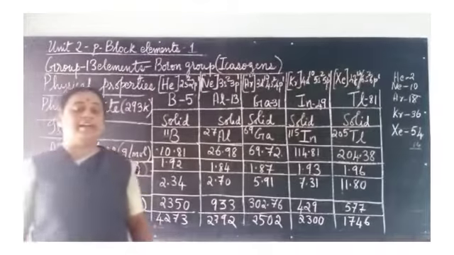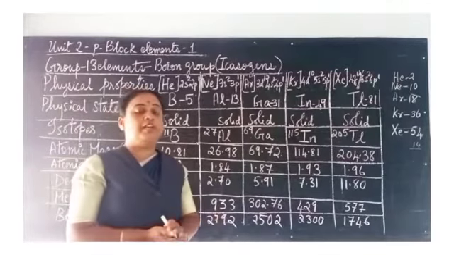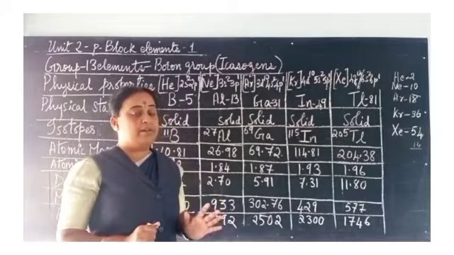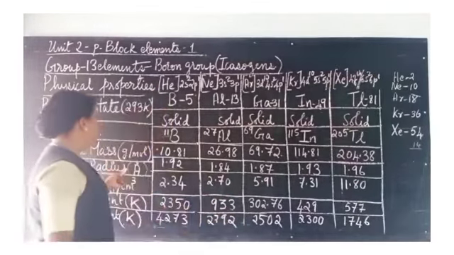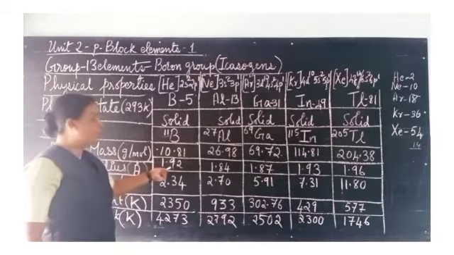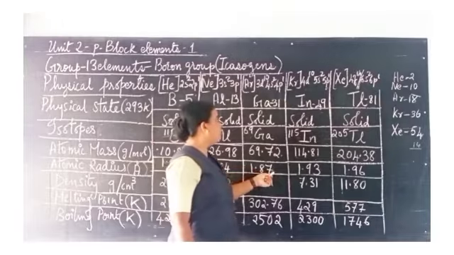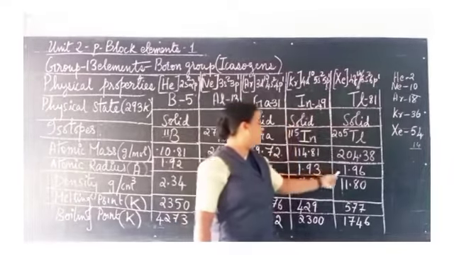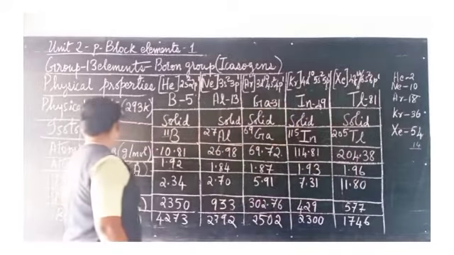So what do you mean by atomic radius? Atomic radius is the distance between the center of the atom, that is the nucleus, and the outermost valence shell. That distance is nothing but your atomic radius. For boron, the atomic radius is 1.92 Angstrom, aluminium 1.84 Angstrom, 1.87 Angstrom for gallium, 1.93 Angstrom for indium, and 1.96 Angstrom for thallium. Fine, so that's it about your atomic radius.